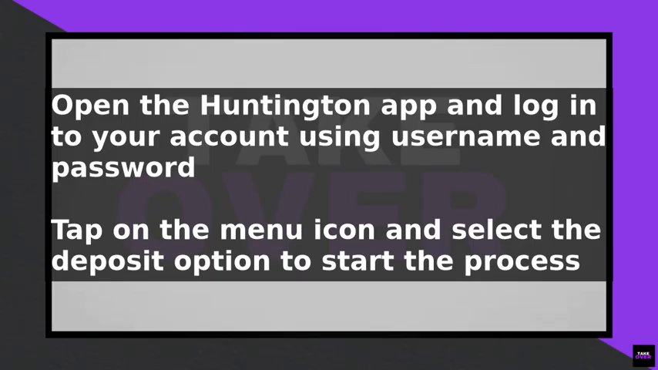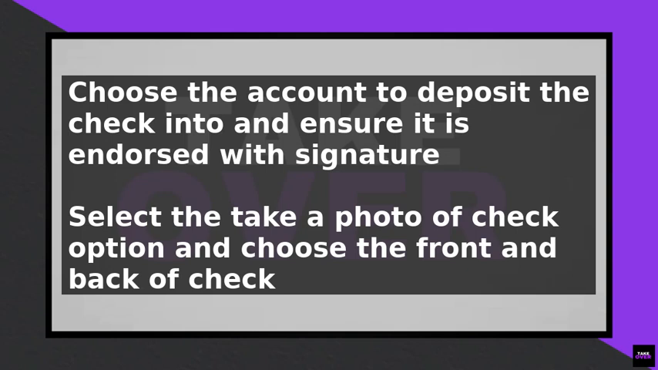Next, choose the account where you want to deposit the check, such as your checking or savings account. Make sure you have the check ready and endorsed with your signature. Tap on the Take a Photo of Check option and select the front and back of the check. The app will guide you through the process of taking clear photos of the check.